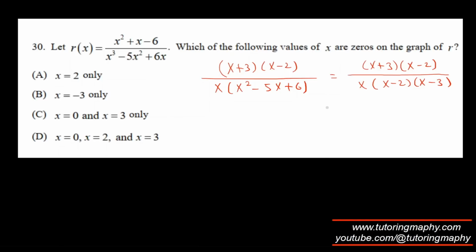Now, zeros means only the top should be 0, but unfortunately here x minus 2 is making the denominator 0 as well, so that cannot be my answer. The only option left is x plus 3, because that will only make the numerator 0, which is going to give me a 0 of this function, which is option B.